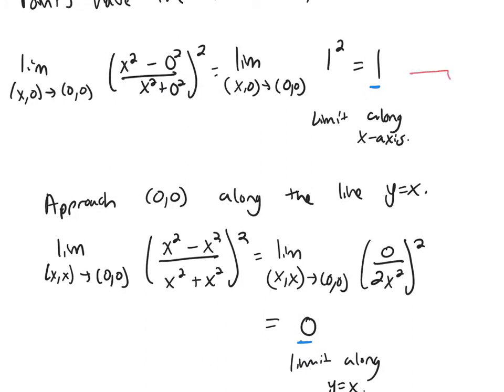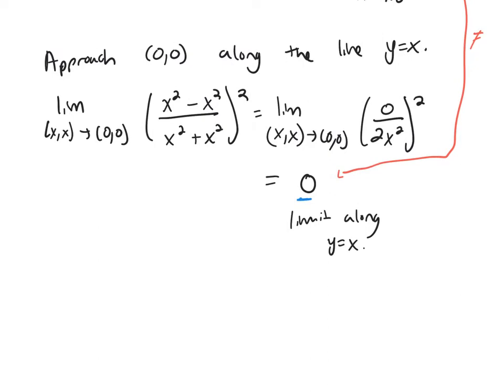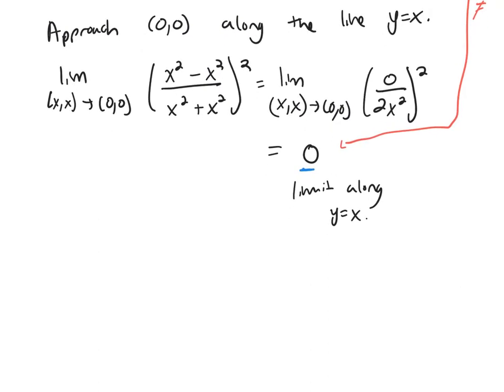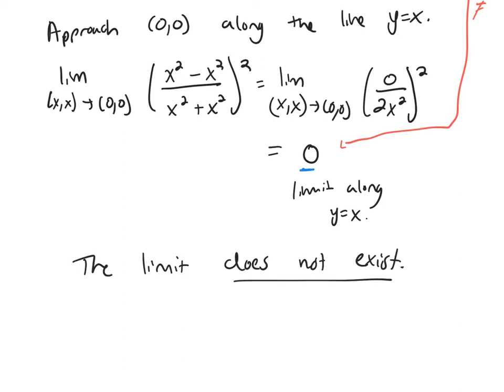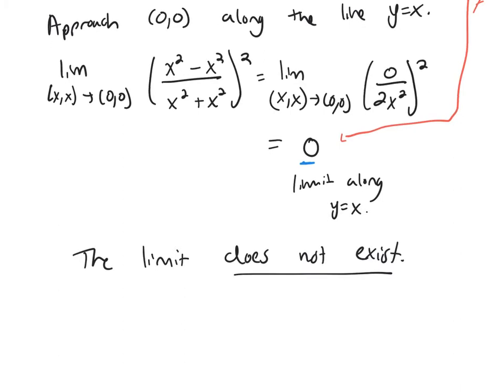So if you compare our two limits, you'll see that we did not get the same value. These are not equal. And so when I approach in two different directions, I get two different values for the limit. And so the limit does not exist. So in order to show the limit does not exist, you have to approach in two different directions and show that you get different values in those directions for the limit.